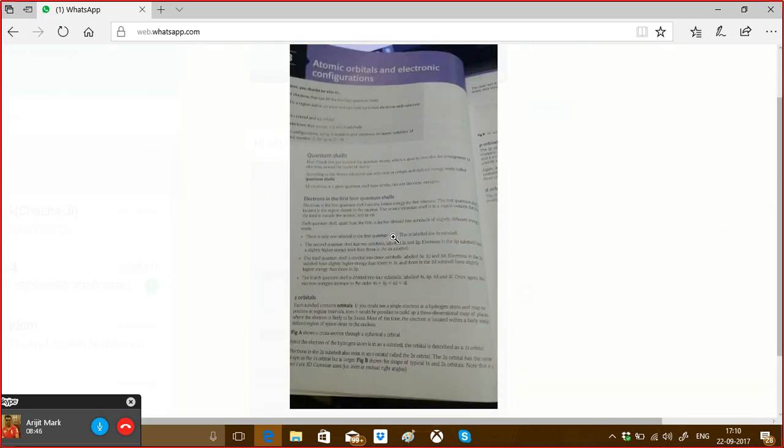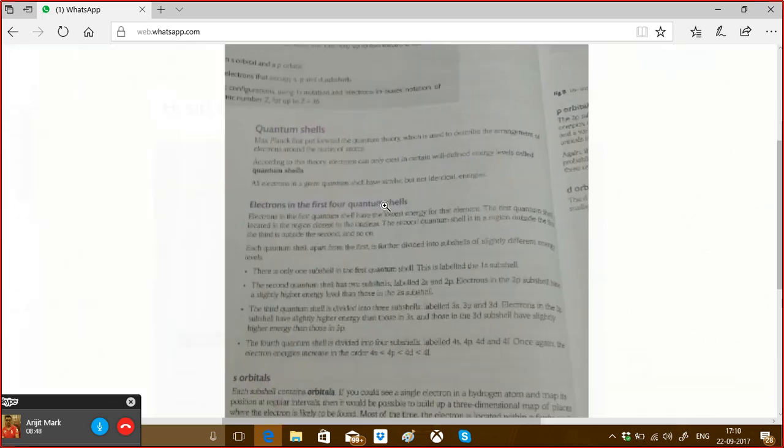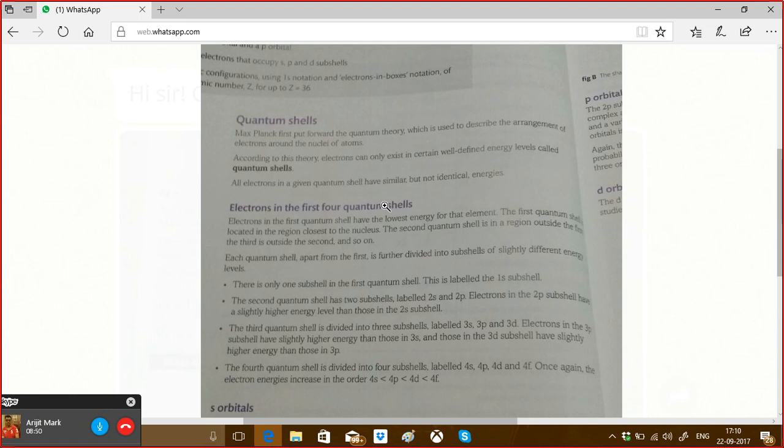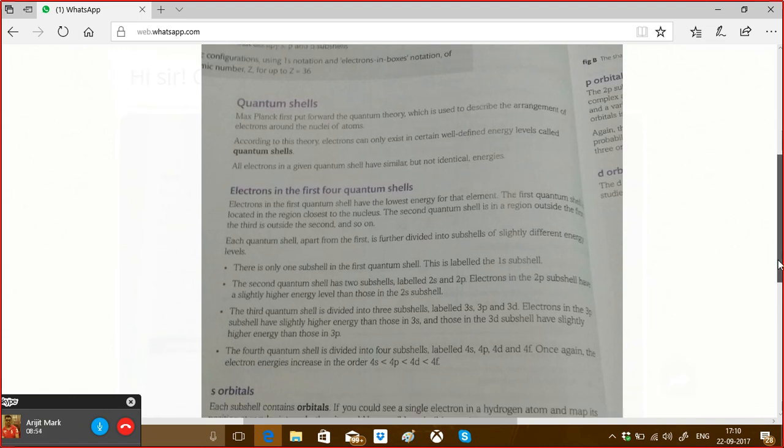quantum shells in orbit. Pauli exclusion principle, Alfbar's law, and all of this. S orbitals, P orbitals, I can't understand. Oh, yes, that's the common thing. Okay.